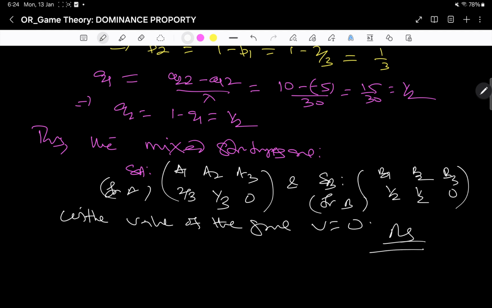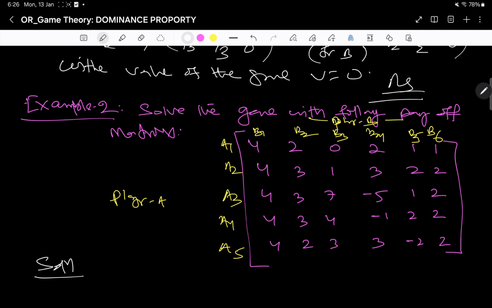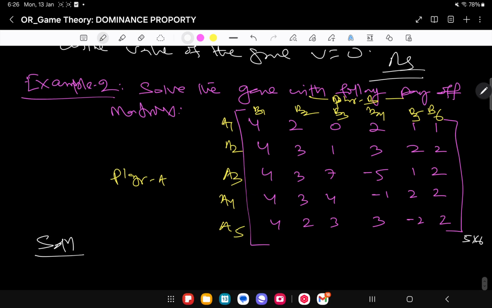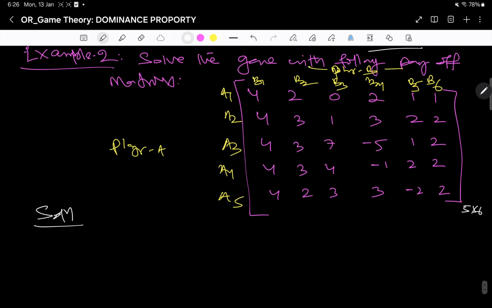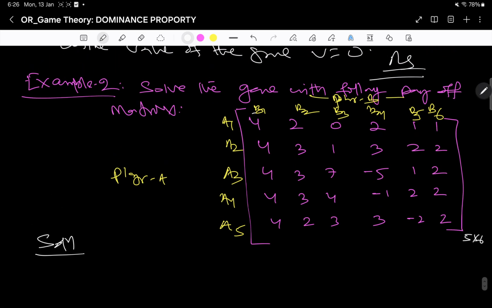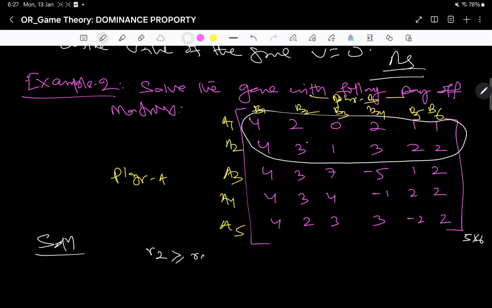Now let us solve one more example so that your idea will be clear. So coming to this problem, this is a 5 cross 6 matrix here. Also there is no saddle point, you can check it. So now you see, if you compare row 1 and row 2 here, row 2 is superior. Row 2 is larger than row 1.